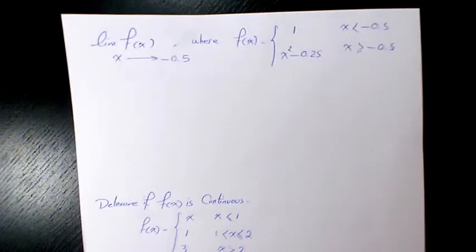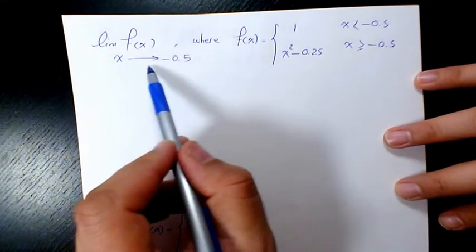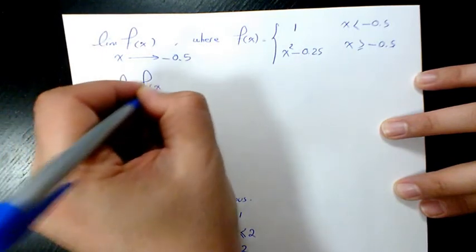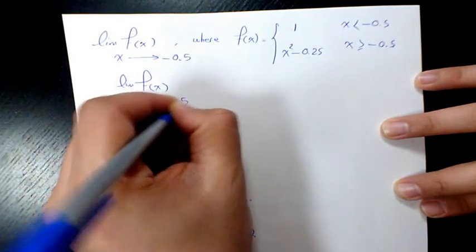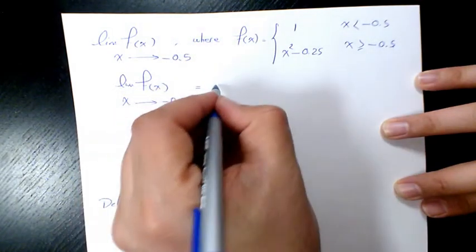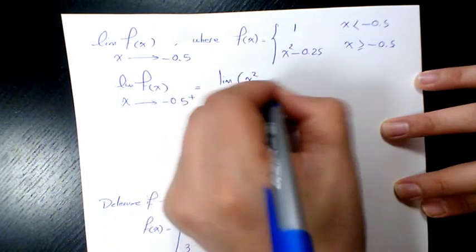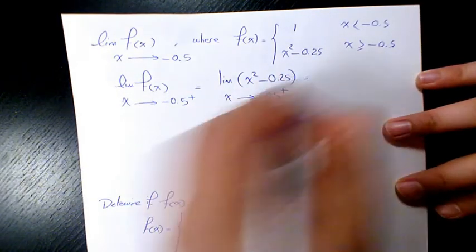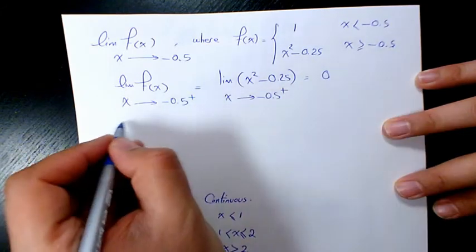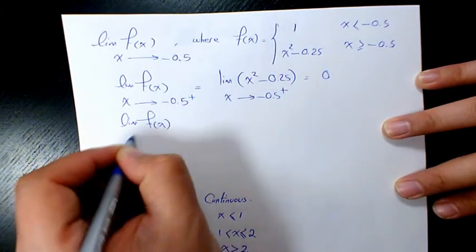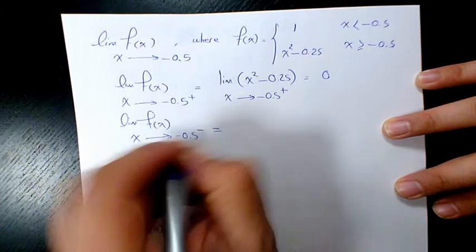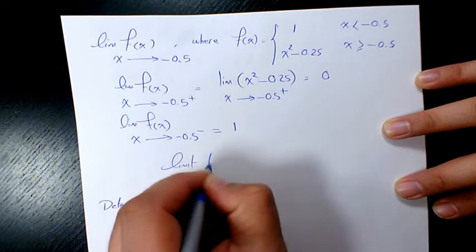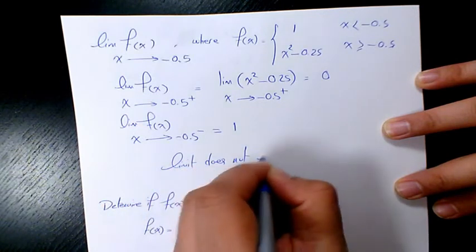Next one is the limit of f of x as x approaches negative 0.5. So we're going to say the limit of f of x as x approaches negative 0.5 from the right is the limit of x squared minus 0.25, which is going to be 0. And the limit of f of x as x approaches negative 0.5 from the negative side is going to be equal to 1. So the limit does not exist.